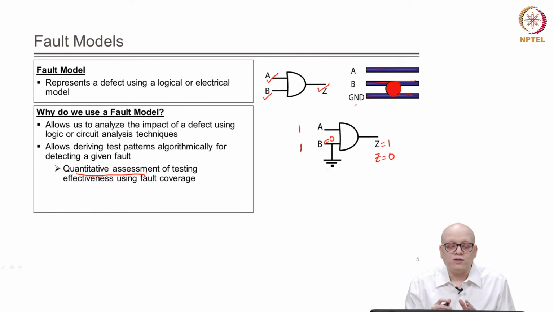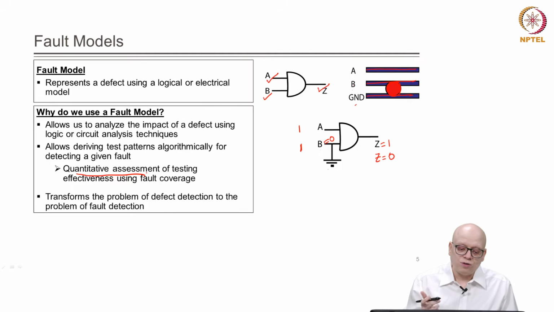If we are able to cover most of the faults in our design, in our testing, we say that the testing is good. If many faults are not detected, meaning many possible faults for a given fault model, if we are not able to catch them during testing, then we say that our testing method is not effective, right. And this kind of quantitative assessment we can make after we have modeled the defect as a fault. So, the fault model basically transforms the problem of defect detection to the problem of fault detection, right.